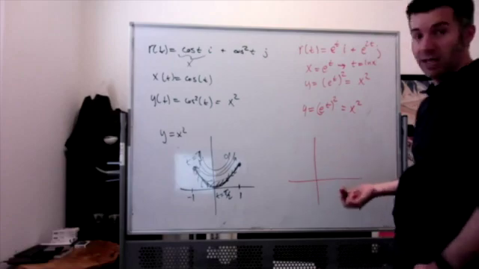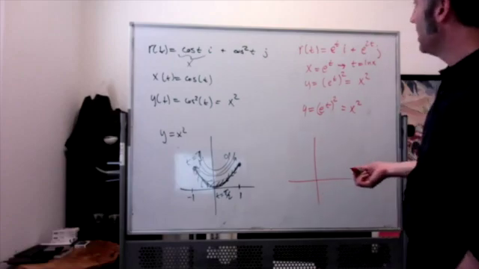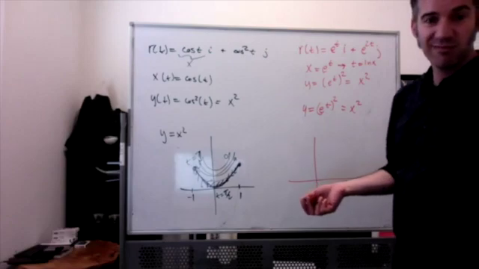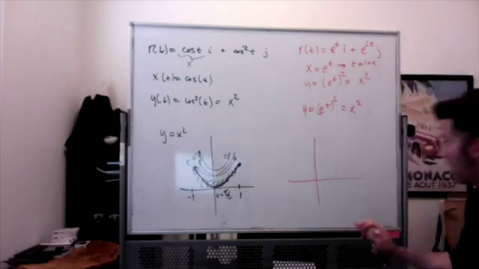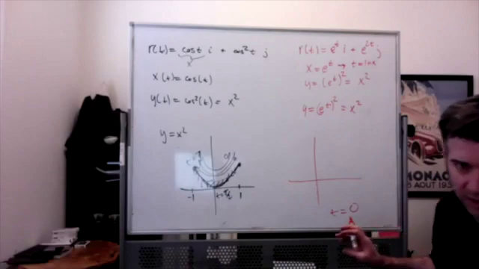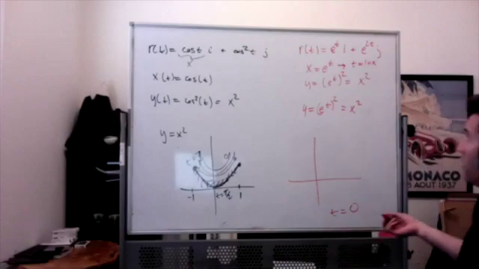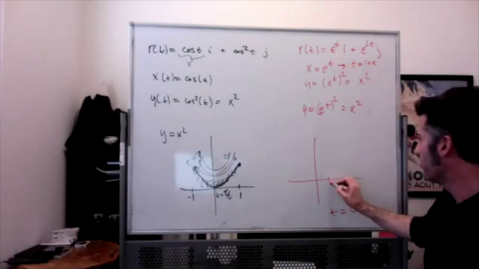Again, we're going to be limited, because e to the t is never equal to 0 or negative numbers. E to the t is always positive. So with this one, at time equals 0, x is going to be 1 and y is going to be 1. We can use negative numbers for time as well.